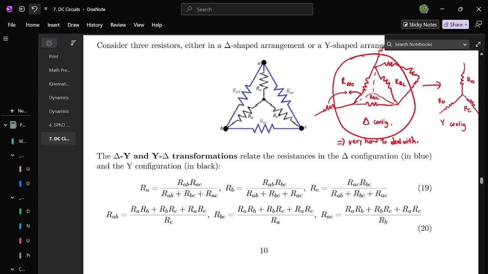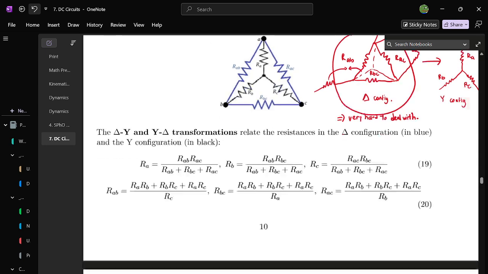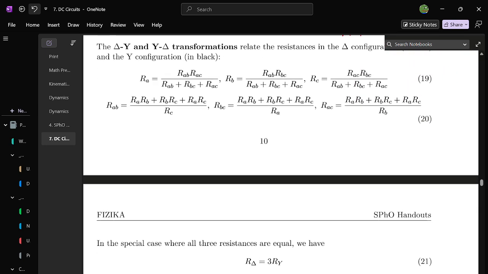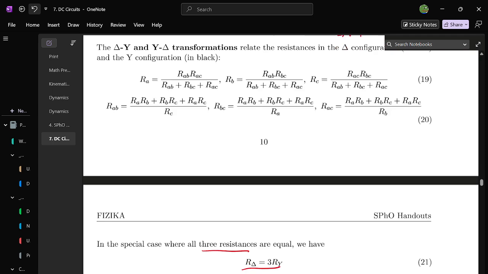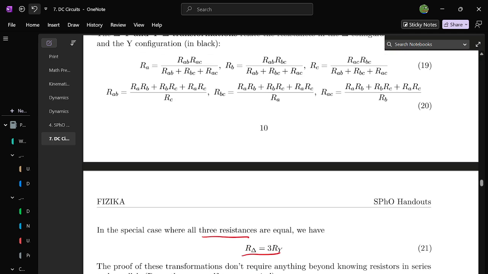There's a pattern to this, so there's a simple way to remember it, but you can just remember it however you want to remember it. So the special case is if all three resistances are equal, then your delta configuration is exactly 3 times the resistance of the Y configuration. That's just the delta Y transformation.